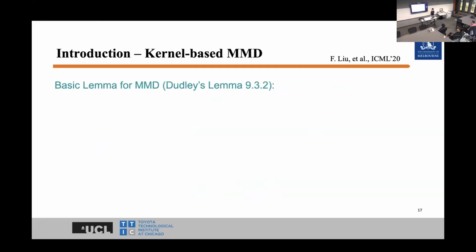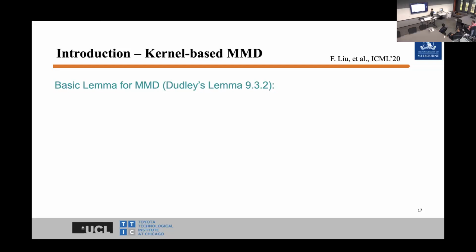And then we will introduce two well-known statistics. Previously we had X and Y and a statistic, capital T. The first is called kernel MMD. MMD means maximum mean discrepancy.